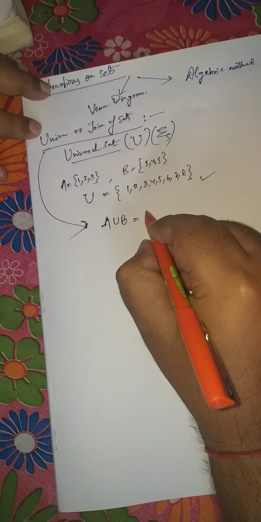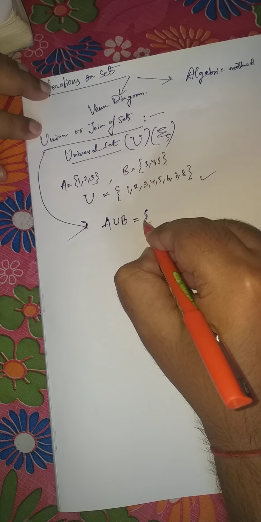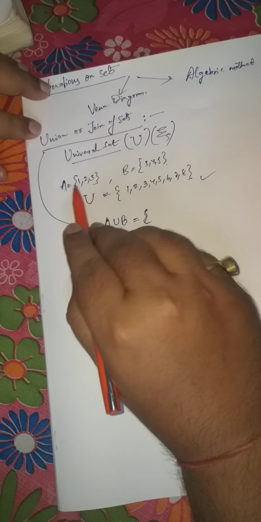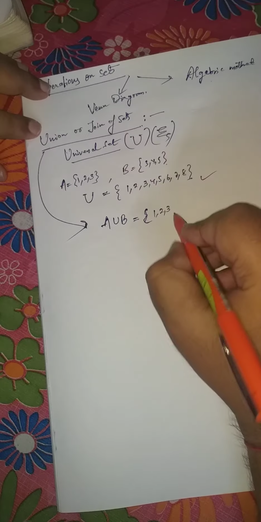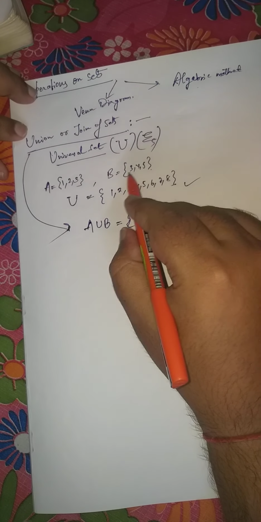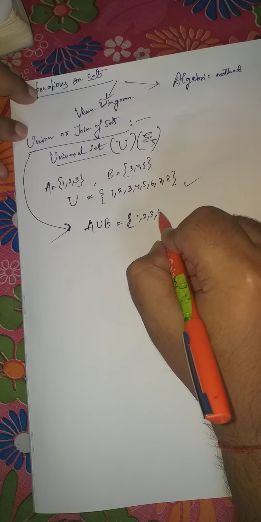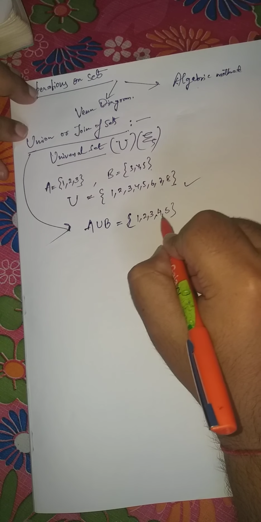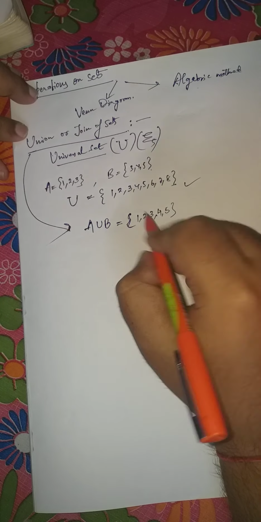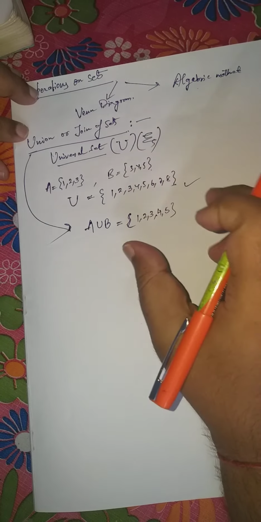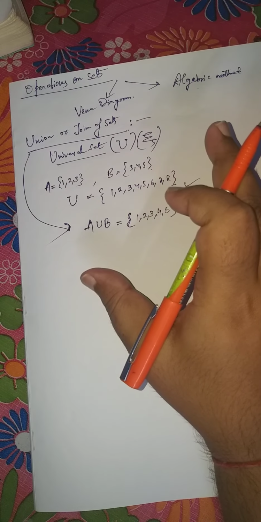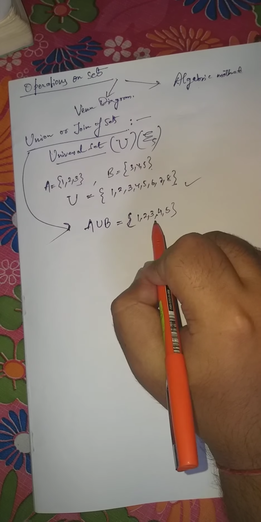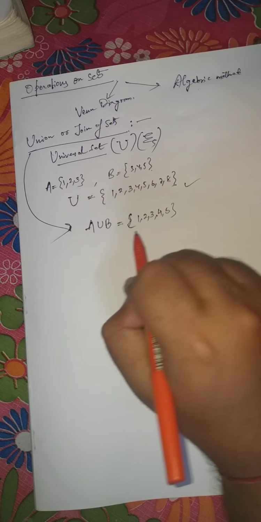In a simple way, just write the elements of the first set, 1, 2, 3, and continue with the next set, 3, 4, 5. I am writing here only 4 and 5. Why am I not writing 3 here? Because 3 is already taken. You should not repeat the element. Once you have taken the element, that's all. No need to write 3 two times. This is the way to write the union of sets.